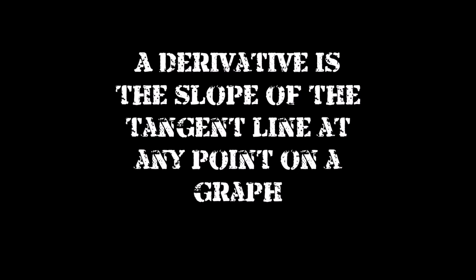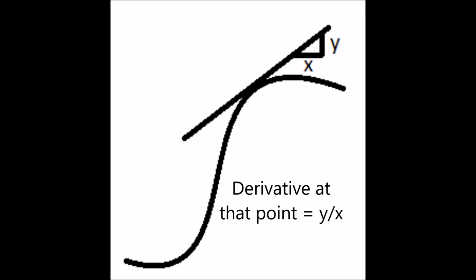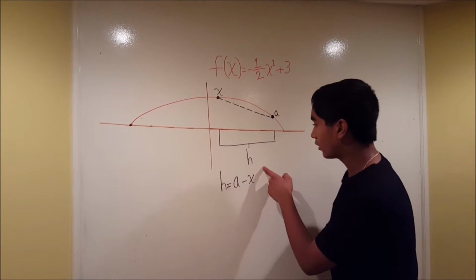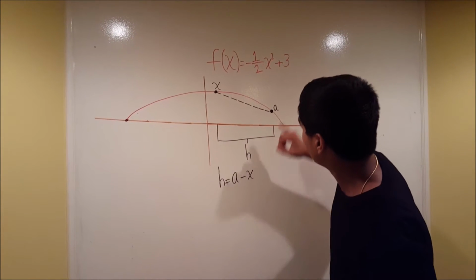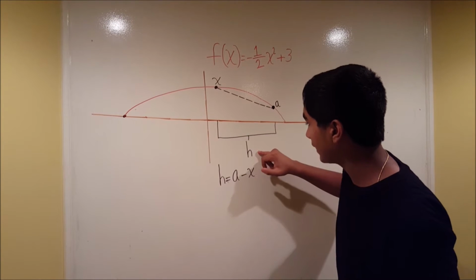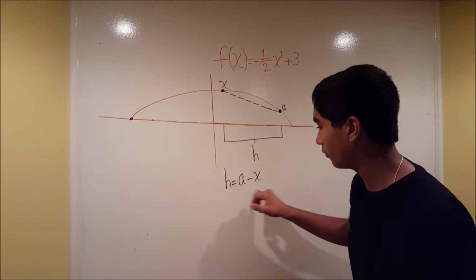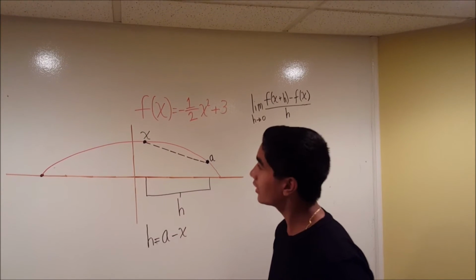A derivative is the slope of the tangent line at any point on a graph, and is usually found as an expression in terms of x for the entire graph. So, right here, what did I do? Well, I denoted the difference between a and x as h right here. And I've also written out the equations. So let's take a look over here.